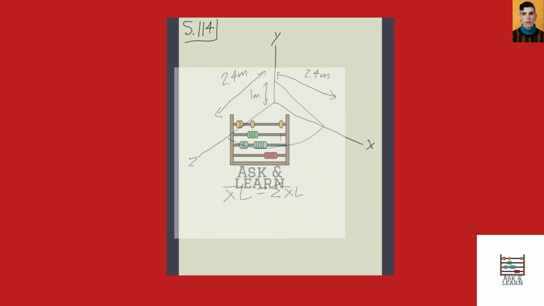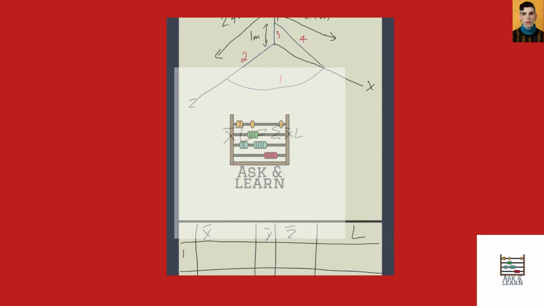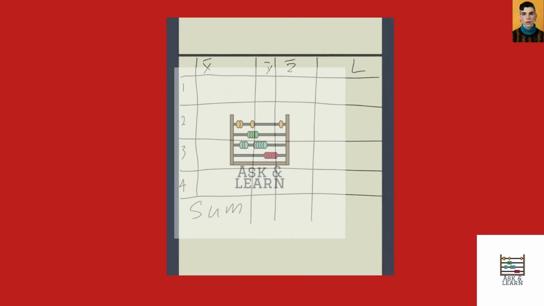We have this curved piece, which I'll label number 1. This straight piece here, number 2. I'll call the vertical piece 3, and the diagonal piece between y and x 4. First, let's find the centroids of each individual component.